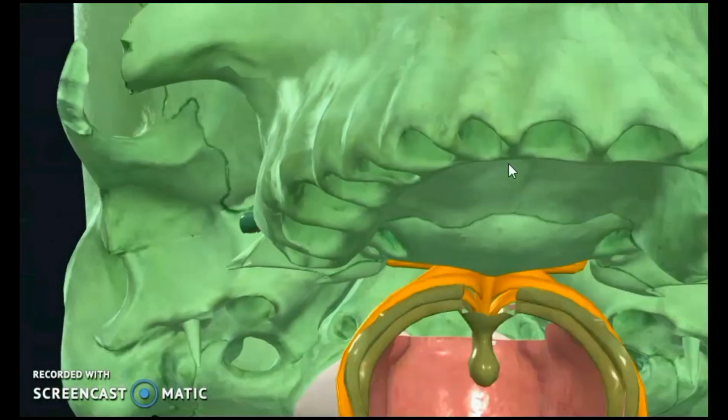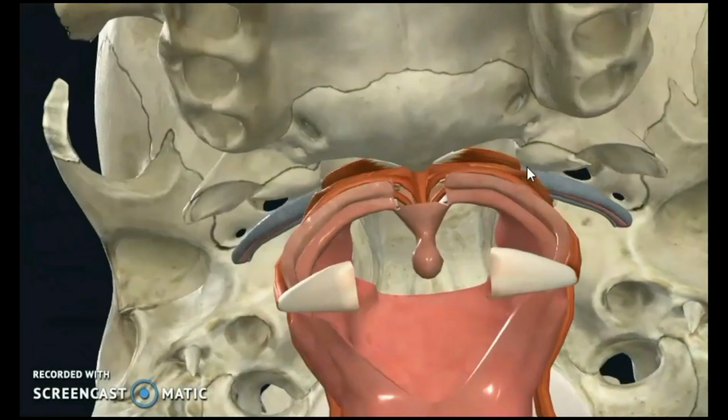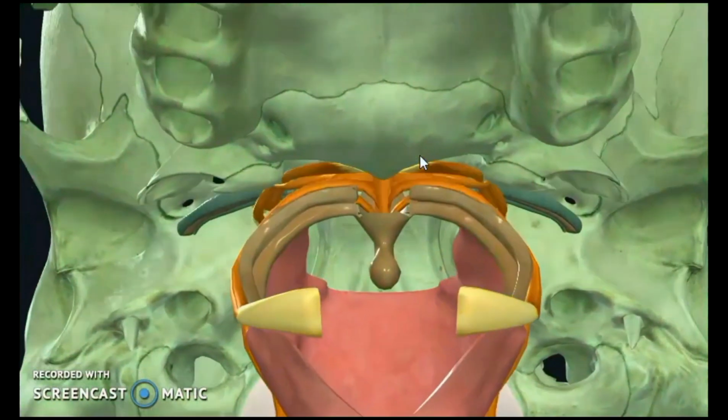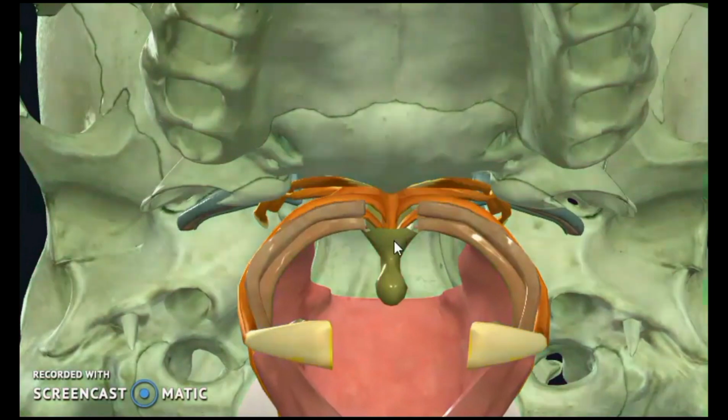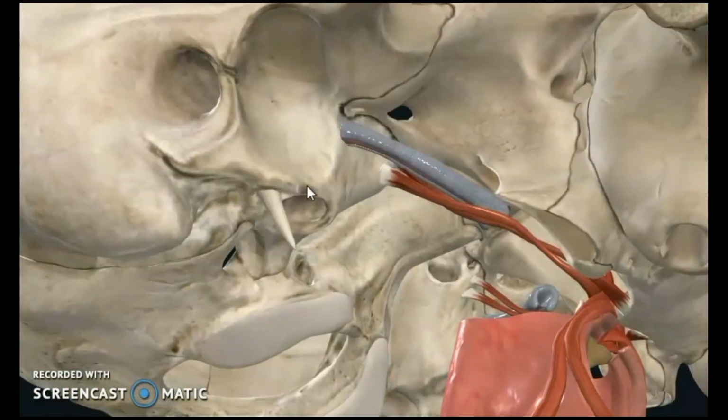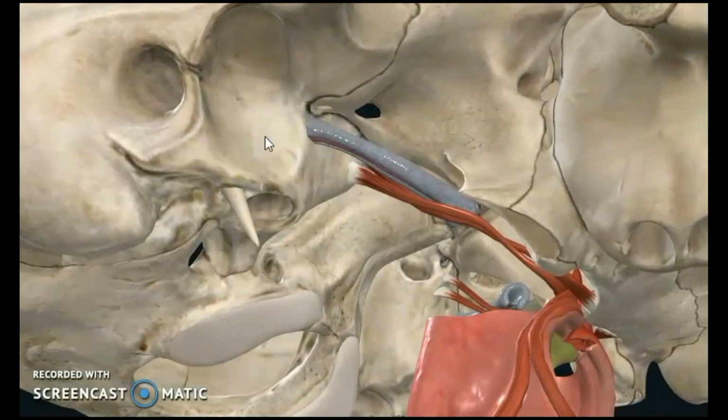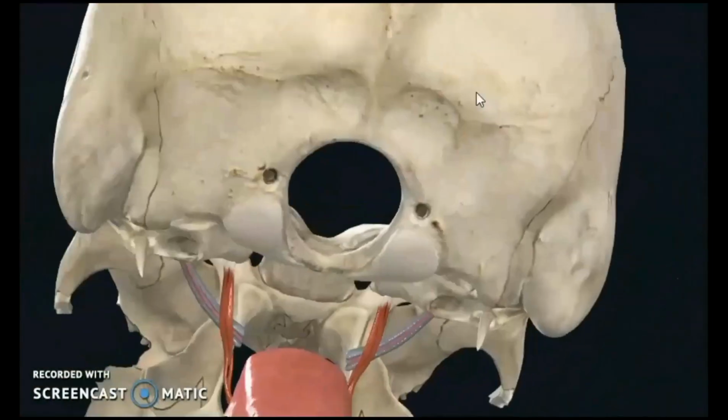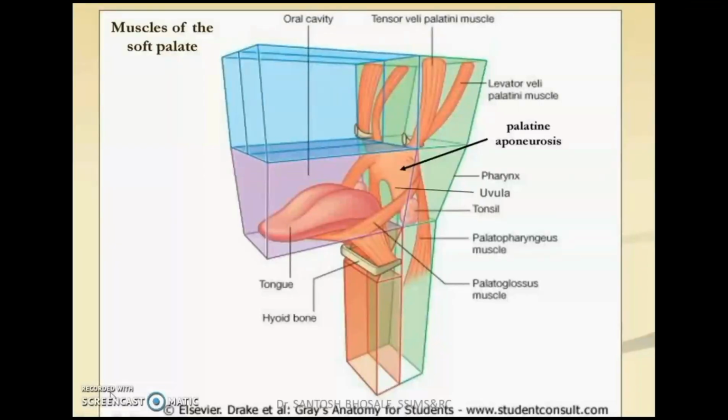These are the muscle arrangements of the soft palate. 2 come from above, tensor veli palatini and levator veli palatini, and insert into the palate. 2 muscles arise from the palate, palatopharyngeus and palatoglossus. You can see there the muscles come from the base of the skull, tensor veli palatini and levator veli palatini. So 2 muscles come from above and 2 muscles arise from the palate and go below. So the 2 muscles coming from above are tensor veli palatini and levator veli palatini, and the 2 muscles originating from the soft palate are palatoglossus and palatopharyngeus.